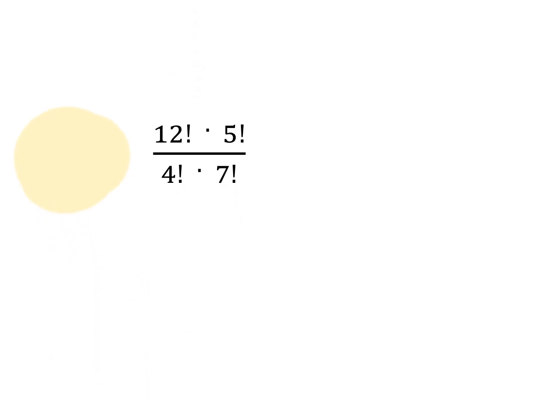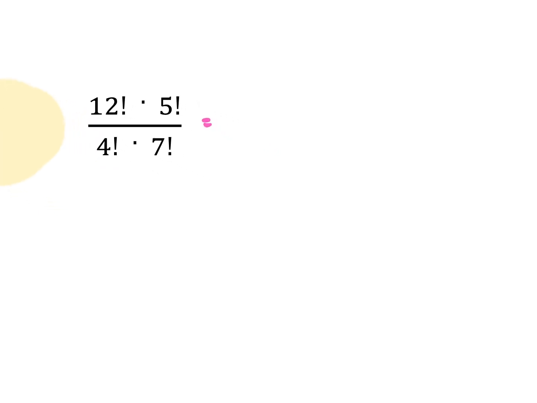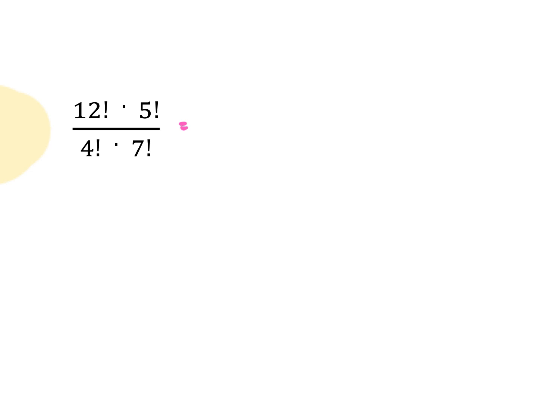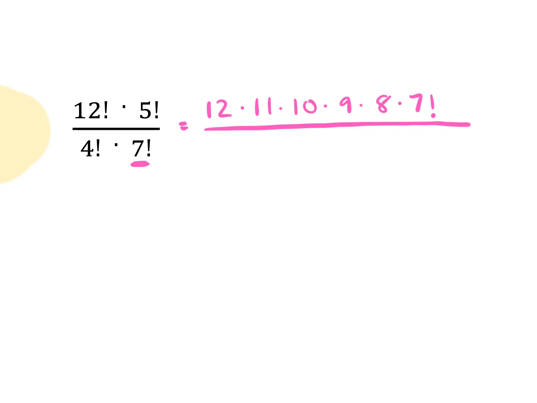So let's look at the one right below. Here I want to simplify. Yes, you can just put it in your calculator, but I need to see what you are putting in your calculator. So I need to see your work. We have 12 times 11 times 10 times 9 times 8 times 7 factorial. I'm going to stop there because I see that I have a 7 factorial on the bottom. Then we also have 5 factorial on top, so this would be 5 times 4 factorial. I'm going to stop there because I see that I have a 4 factorial on the bottom too.